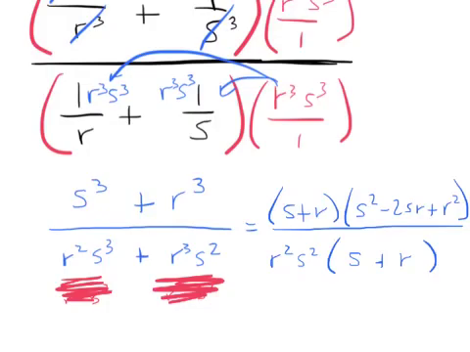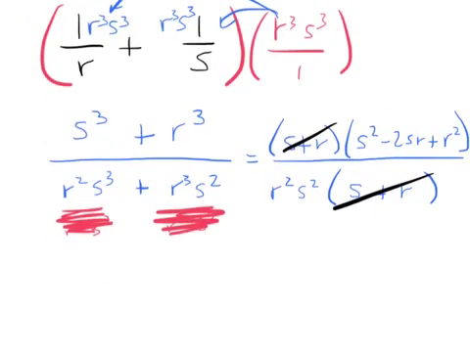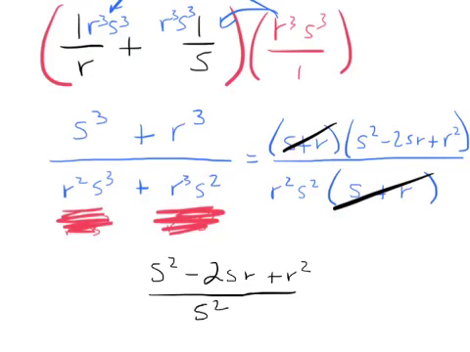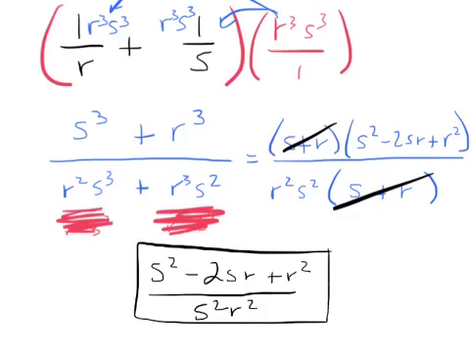Now, what happens here? As a result of this, what cancels? Yeah, S plus R cancels. We got factors now. Cancel them. And we're left with our final answer there. Any questions on this one?